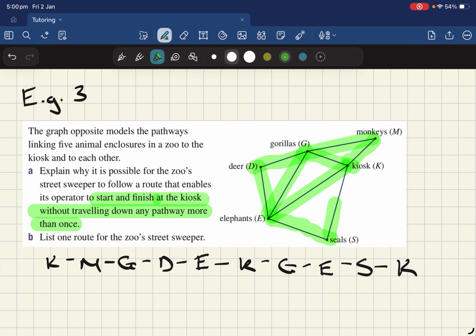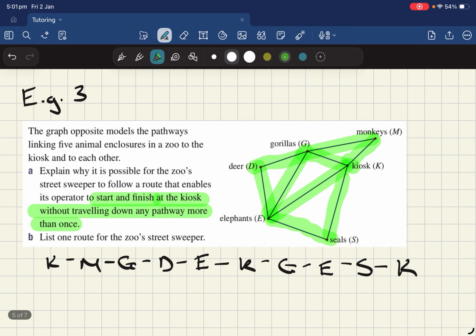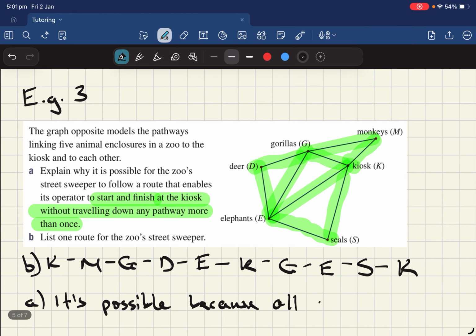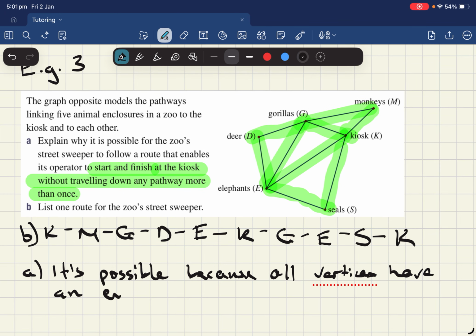So I have found a Eulerian cycle, a Eulerian circuit. So our graph uses every edge of the network exactly once, and it starts and ends at the same vertex. And this was only possible in part A because all of the vertices had an even degree. So I'm actually going to write that for part A here. It's possible because all vertices have an even degree.